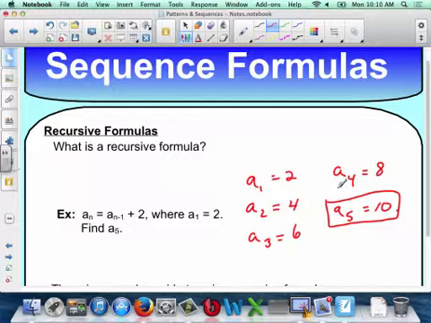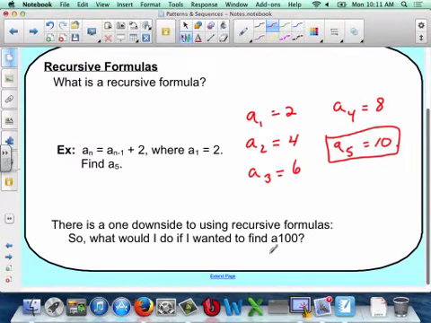Obviously, these might be a little more complex than this, but you get the idea, right? In order to find the fifth term, you have to find the term before it, and you keep working your way up from the original term. Now, what if I asked you to find the 100th term? You'd have to do it 100 times.